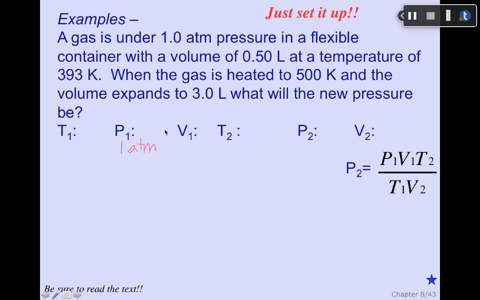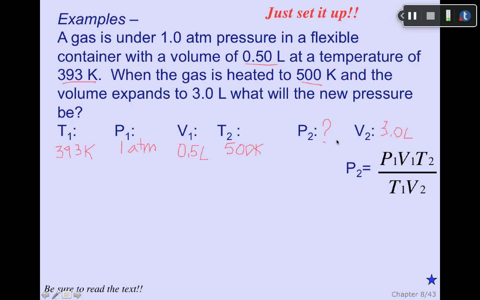And then the flexible container has a volume of ½ liter, so that would be volume 1, 0.5 liters. And the beginning temperature is 393 Kelvin, so put that in, temperature 1. It's not any trickier than that, just be careful to label them correctly. The gas is heated up to a new temperature of 500 Kelvin, because someone has that type of reading, or they've converted it for you. And the volume expands to 3 liters, so that would be volume 2, 3.0 liters, and pressure 2 is the one we want to know.